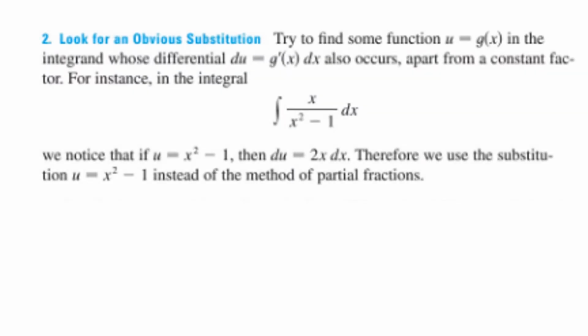A second approach, look for an obvious substitution. So try to find some function u equal g of x in the integrand whose differential du equals g prime of x dx also occurs apart from a constant factor. And you can always fix up a constant factor. For example, if you were faced with this, the indefinite integral of x over x squared minus 1 dx, you can notice that if you let u be x squared minus 1, then du is 2x dx, so you can use this substitution instead of working this by partial fractions. You could, of course, work this by partial fractions, and you would get equivalent answers.